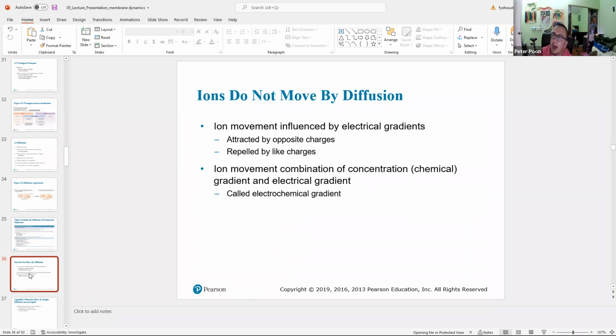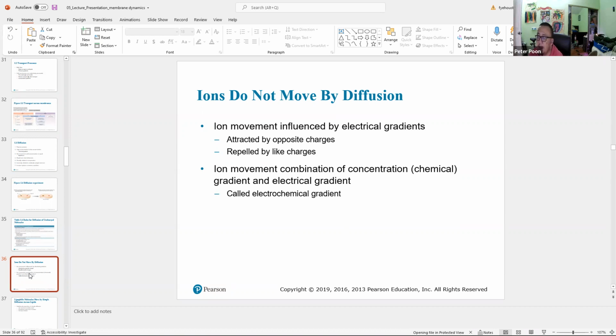Ions do not move by diffusion. That is somewhat wrong, so let me fix that. Ions do not move only by diffusion. Ion movement is influenced by chemical gradients. If you have positive charge on one side, it's attracted to negative charge on the other side. Like charges repel each other, so the more positive charge I have on one side, the more they want to get away from each other and go to the other side.